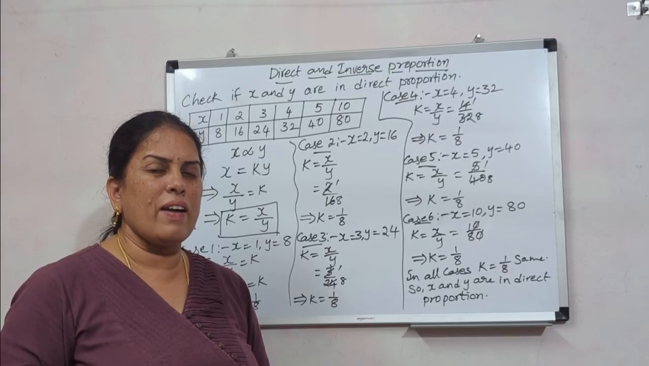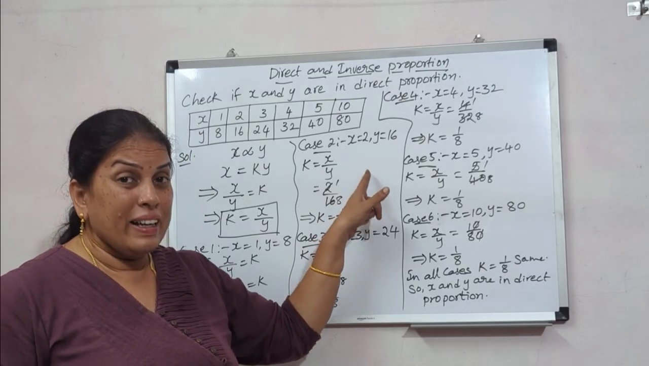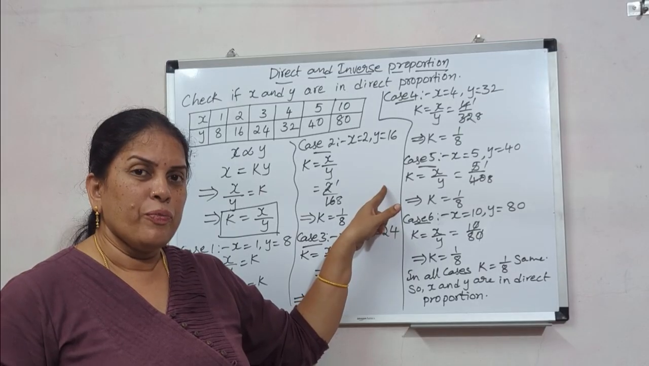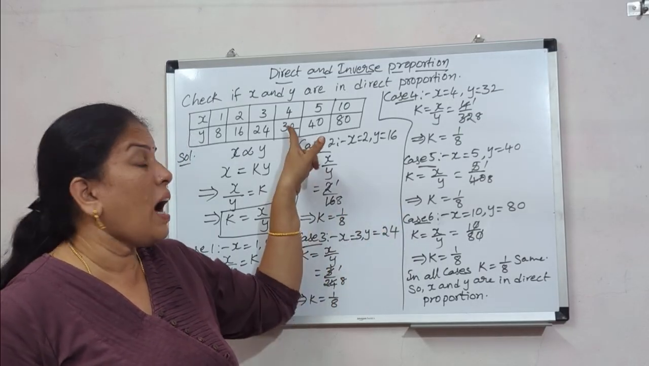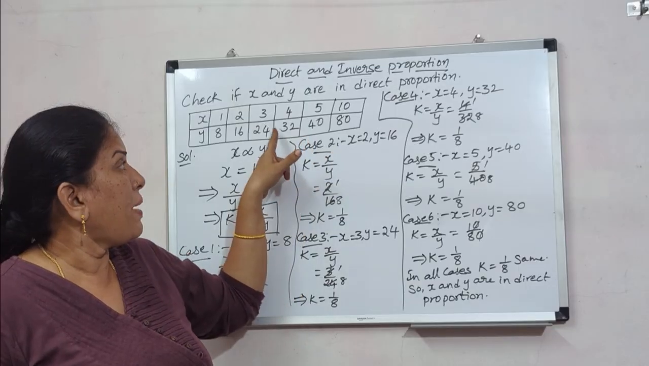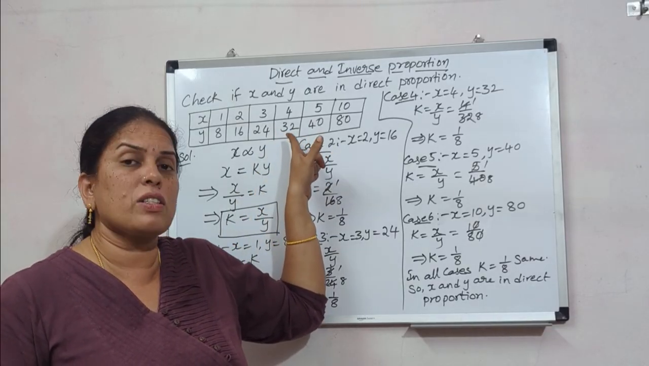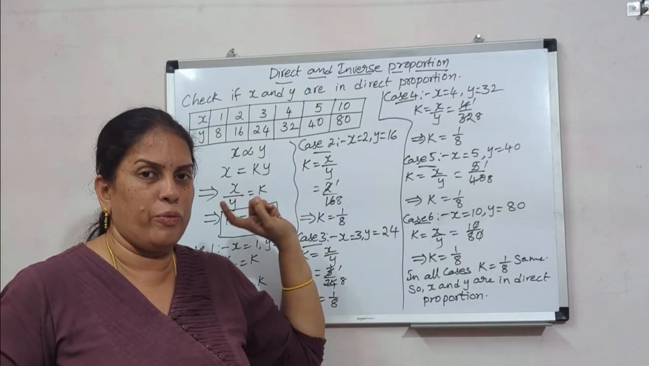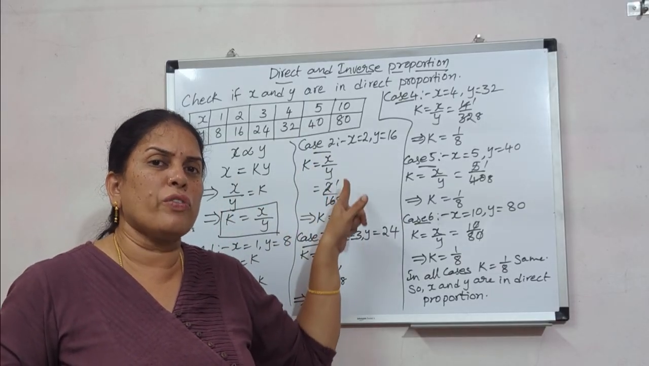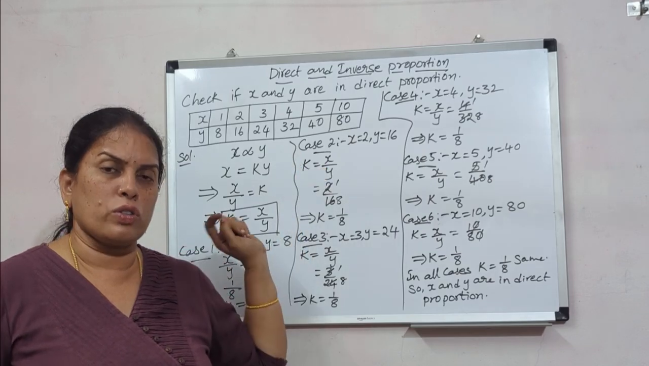In the next class, I will teach you how to solve the inverse variation questions, and in direct variation questions, we will learn how to solve for the unknown variable. They will give an unknown quantity. In the place of 32, sometimes they will give x. They will ask you to find the x value and y value. In that case, what should we do? In the next class, I will teach you how to solve those questions.